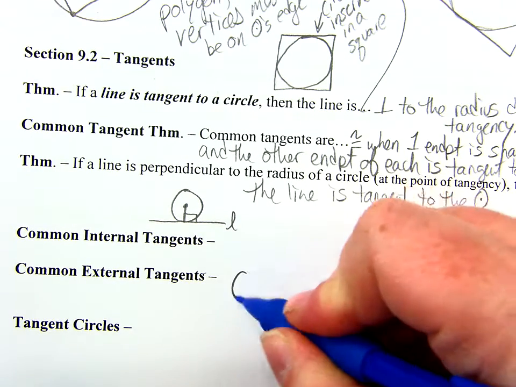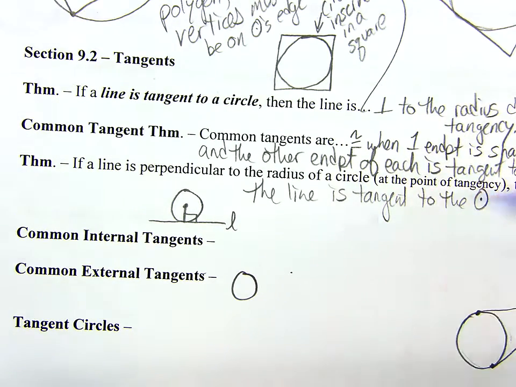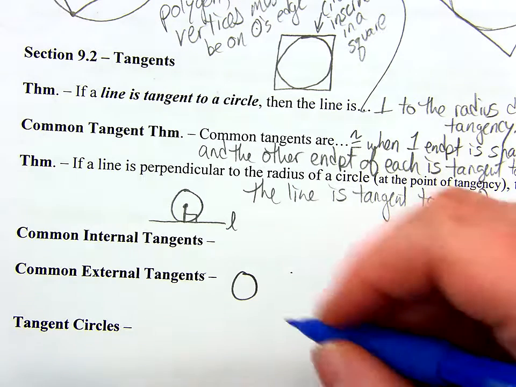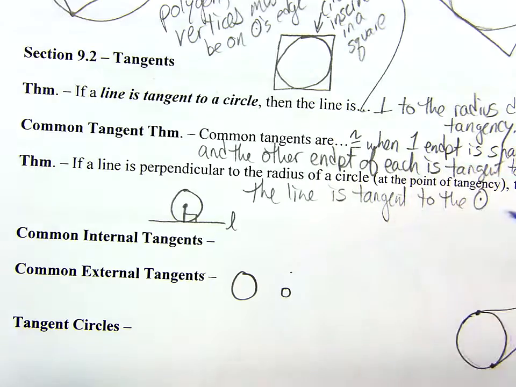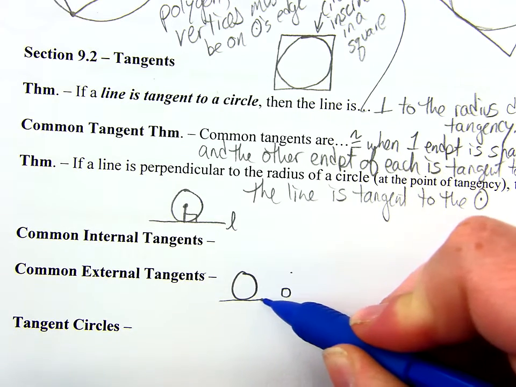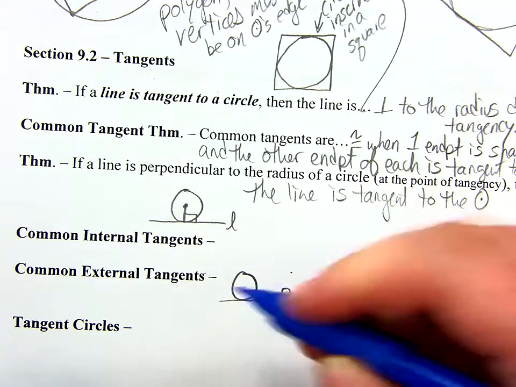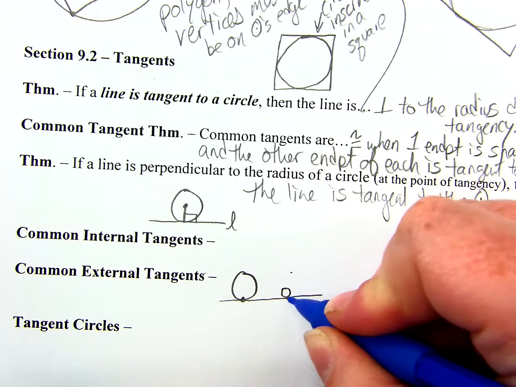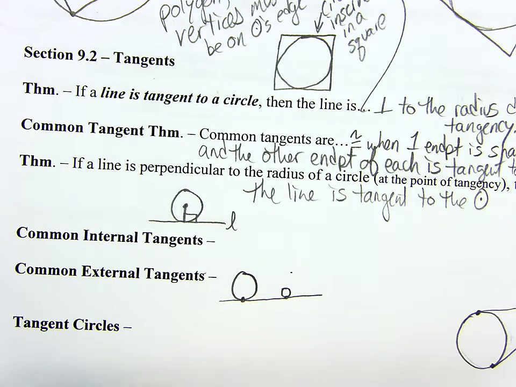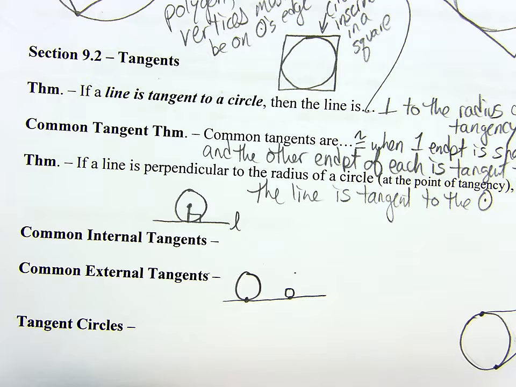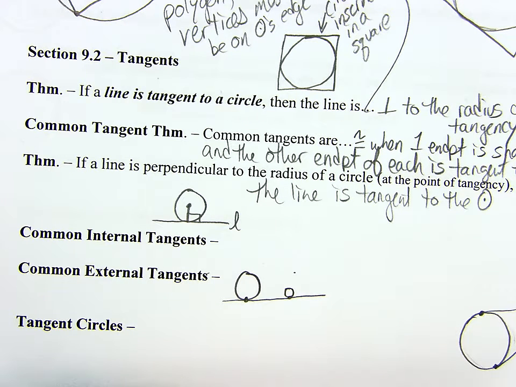So if I had two bowling balls, and the bowling balls don't even have to be the same size. Say I had a bowling ball and a golf ball, or a marble or something, and they were both just sitting on the floor. As long as that line is tangent to both circles, we would call that, in this scenario, a common external tangent.